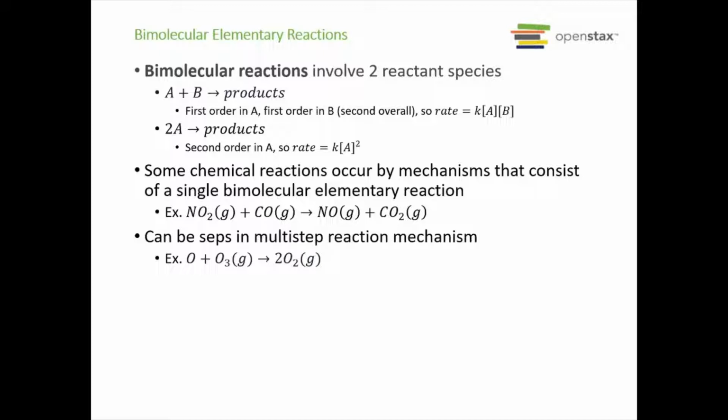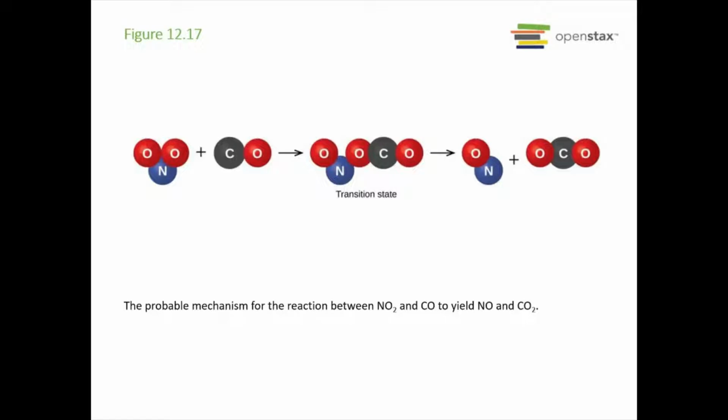You can have reactions that occur by mechanisms that have a single bimolecular elementary reaction, such as NO2 reacting with CO to form NO and CO2. You can also have it as a step in a multi-step reaction mechanism. For instance, the second step in the ozone reaction, where you have an oxygen radical reacting with O3 to form two O2s. And this is also showing the probable mechanism between NO2 and CO to make NO and CO2. So it shows you what this transition state might be and then your products.